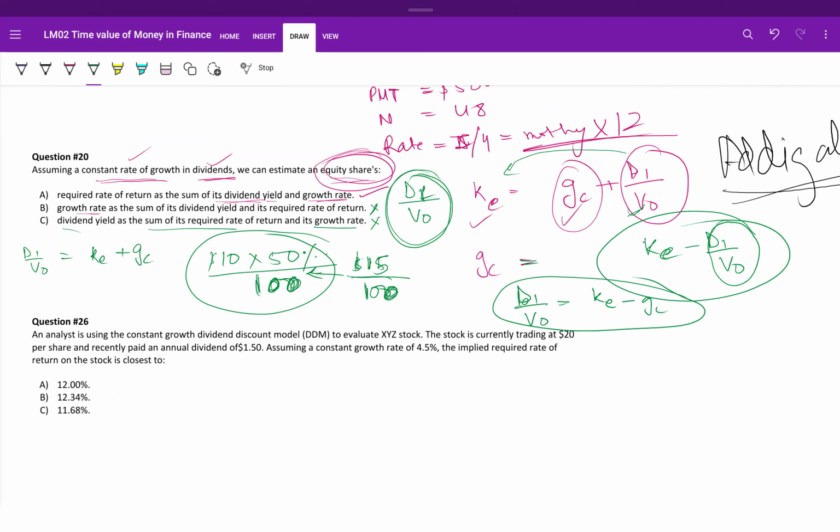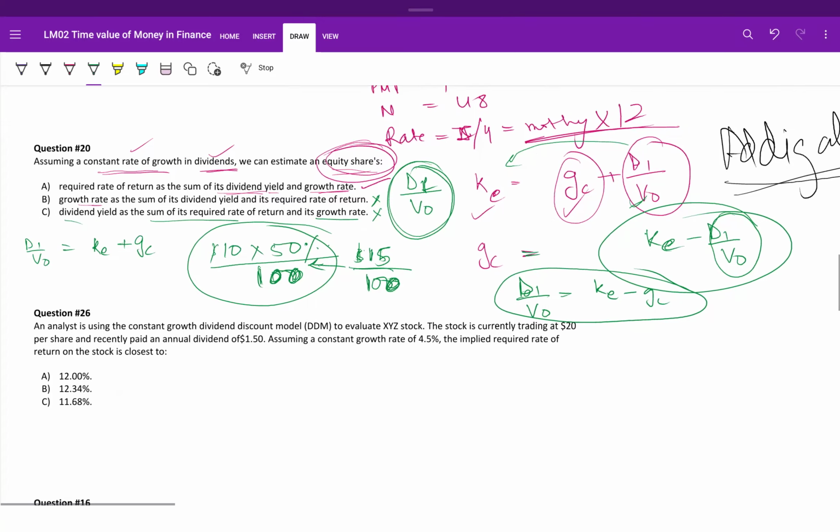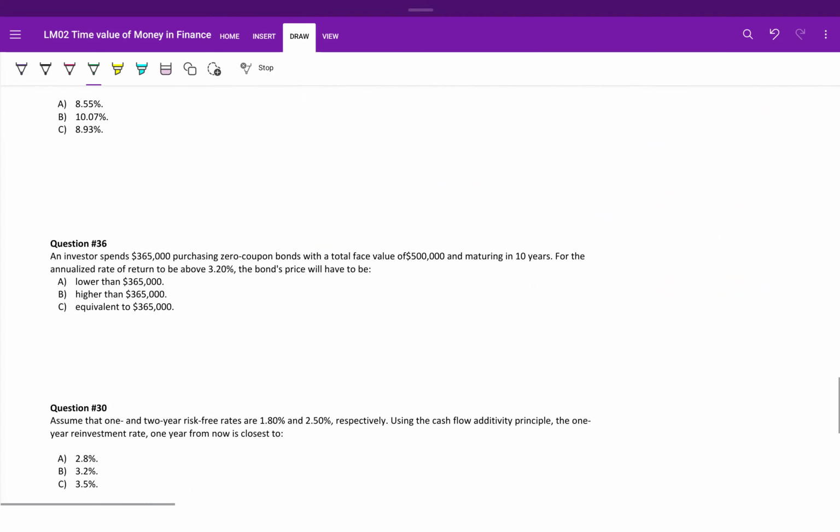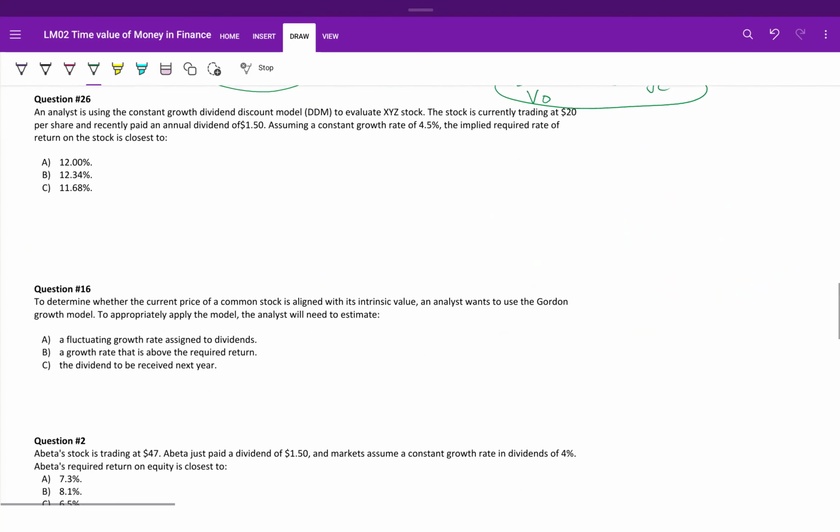Okay. Now question number 26, and let's quickly do this question now. We actually have a few more questions, which we will discuss in our next reading. An analyst is using a constant growth dividend discount model, DDM, to evaluate stock XYZ. The stock is currently being traded at $20.